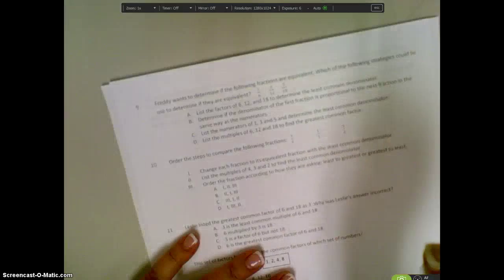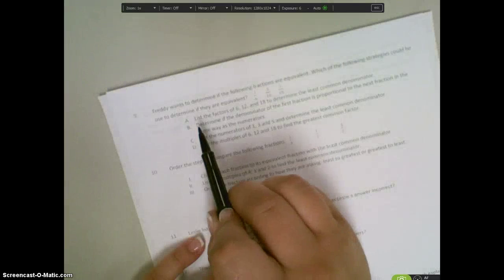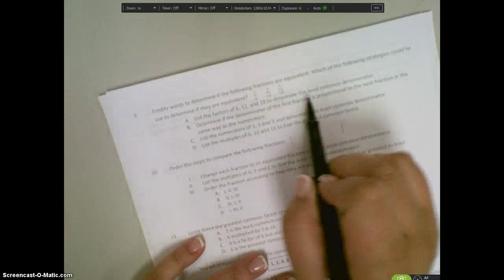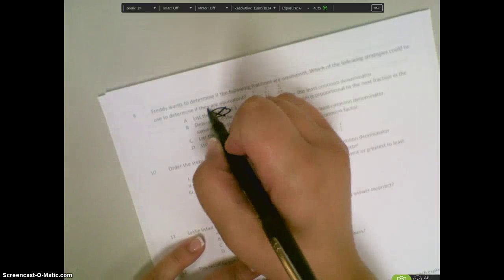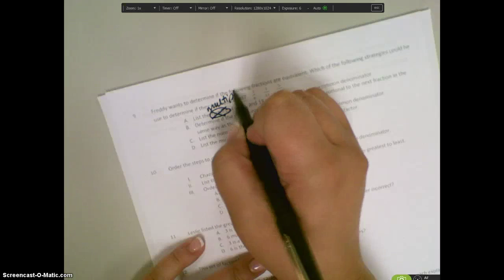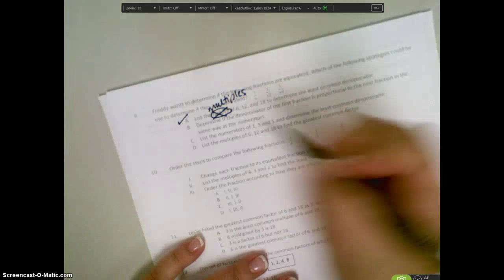There is actually no correct answer to this, but the way we could make an answer correct is we could list the factors of 6, 12, and 18 to determine the least common denominator. We're going to change this word factors to list the multiples. If it said list the multiples to determine the least common denominator, that would then be a correct answer.